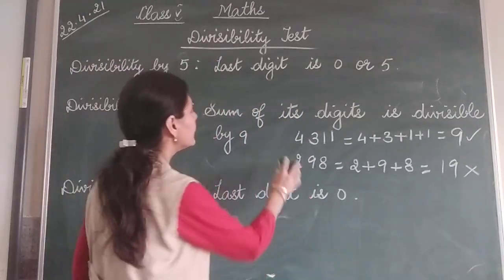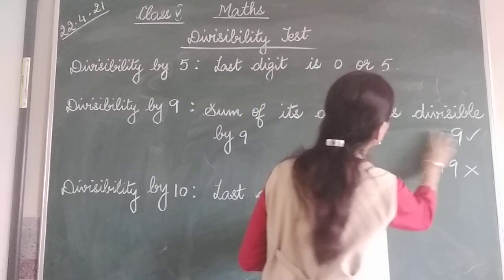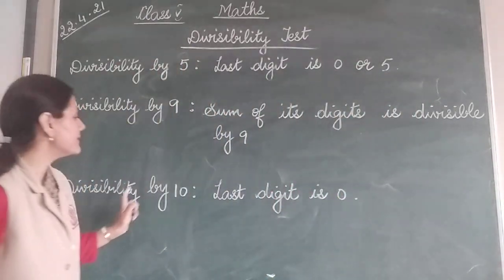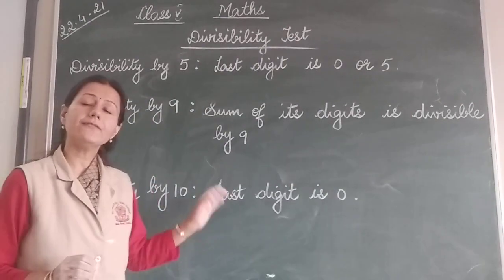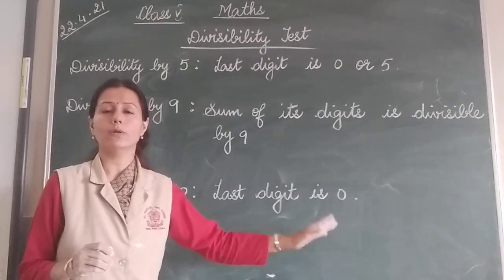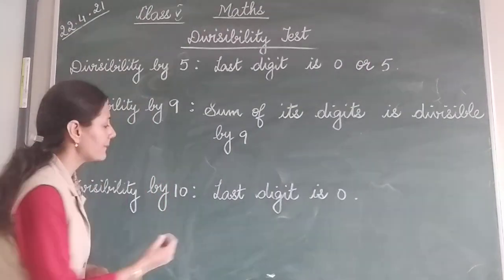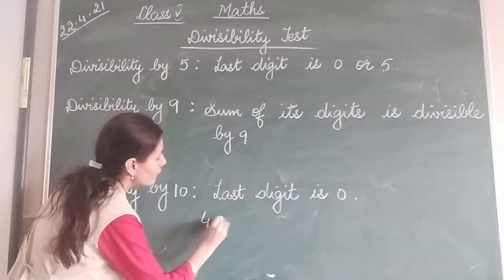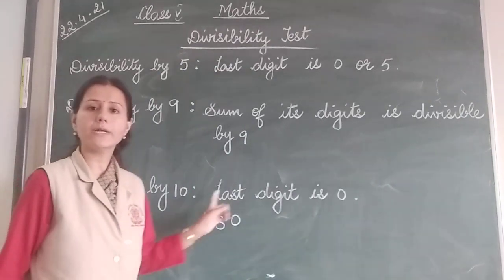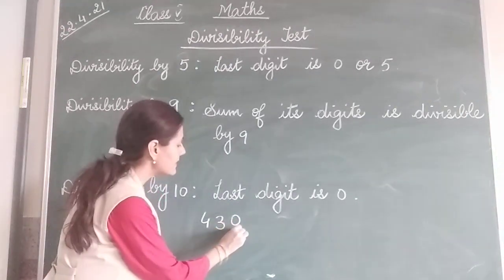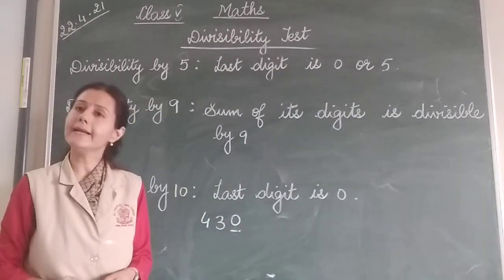Okay, for divisibility by 9, the sum of the digits should be divisible by 9. Now next, beta, divisibility by 10. If the last digit is 0, then the number will be divisible by 10. Let us take an example. Suppose 430. What is the last digit, children? The last digit is 0. So this number will be divisible by 10.